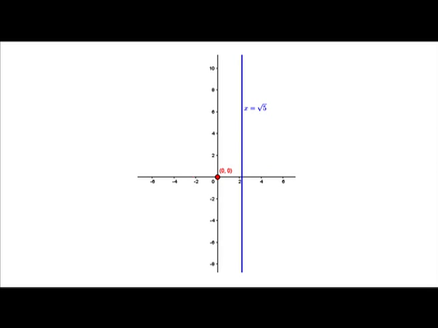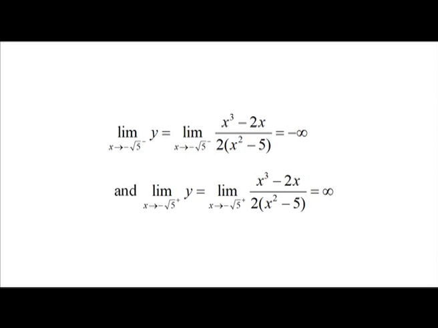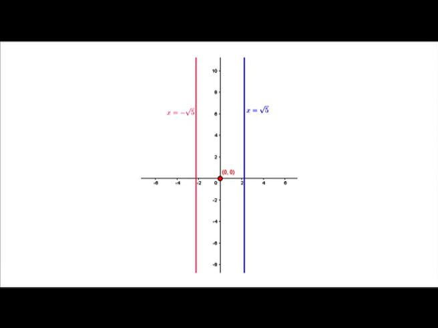Hence, x is equal to root 5 is an asymptote. Similarly, limit x going to minus root 5 plus, y equal to limit x going to minus root 5 plus (x^3 minus 2x) divided by (2 times (x^2 minus 5)), which is equal to minus infinity, and limit x going to minus root 5 minus, y is equal to plus infinity. Hence, x is equal to minus root 5 is also an asymptote.